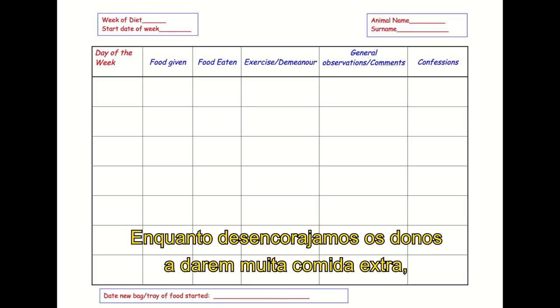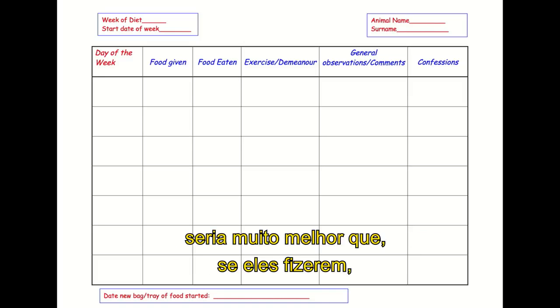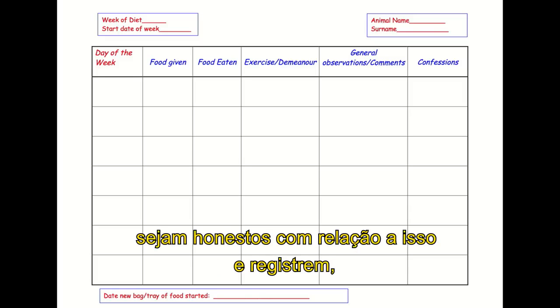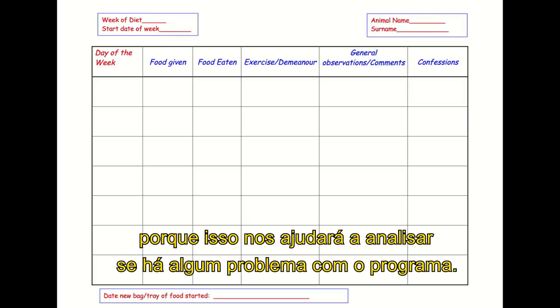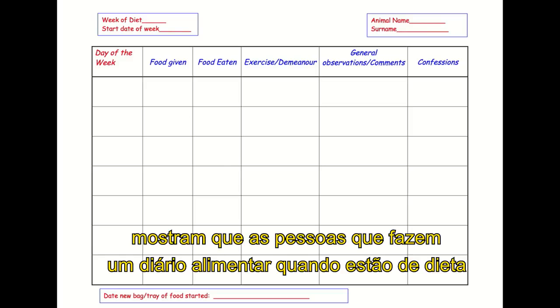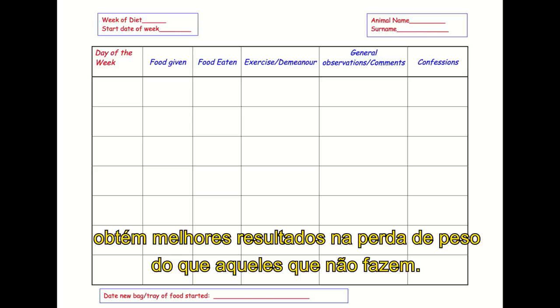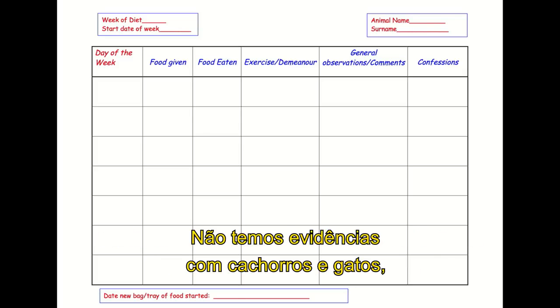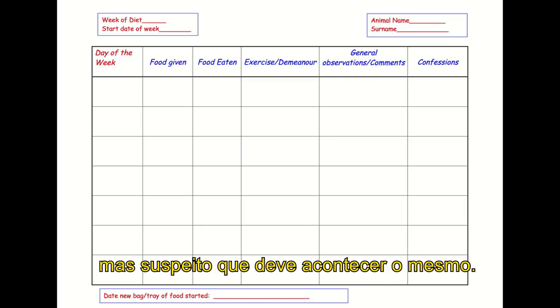So whilst we would discourage owners giving too many extras, I would far rather, if they have to do it, that they're honest about it and they record it, because that will then help us to judge whether or not there's any problems with the program. Evidence from human studies suggests that people who keep food diaries when they're on a diet do better with weight loss than those who don't. We don't have evidence from dogs and cats, but I suspect the same may well be true.